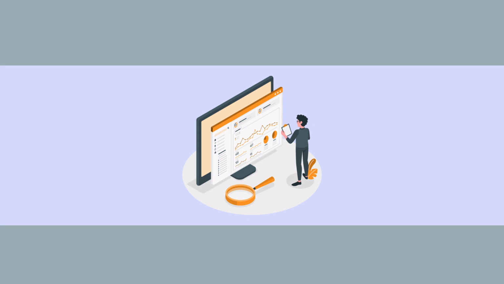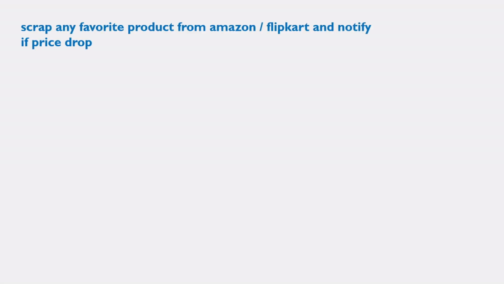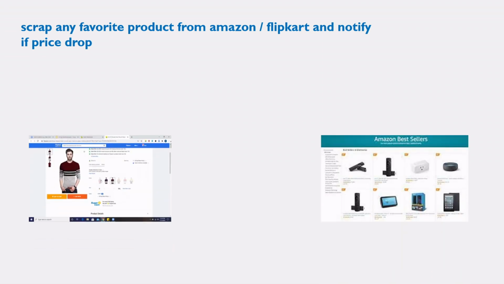So in our earlier lecture, we saw how we can scrape a random website or a web page, and we also saw how we can scrape an image. So now we can see how we can scrape our favorite product from an e-commerce website, like say Amazon or Flipkart, and it will then notify us if the price of the product drops. All right. So I hope it will be interesting.